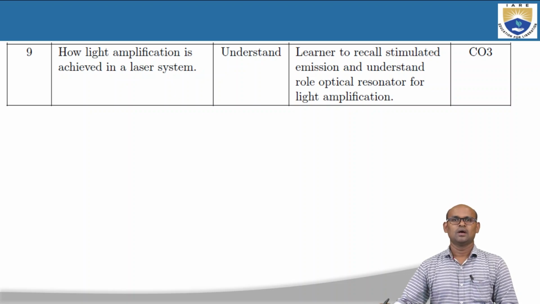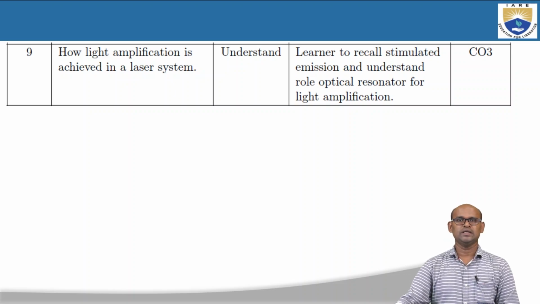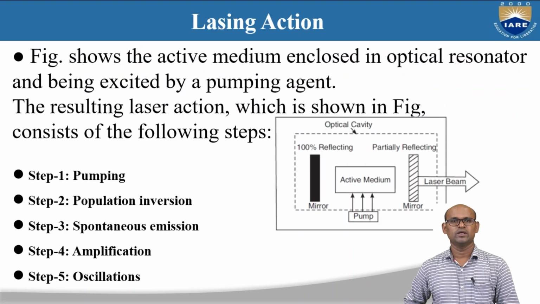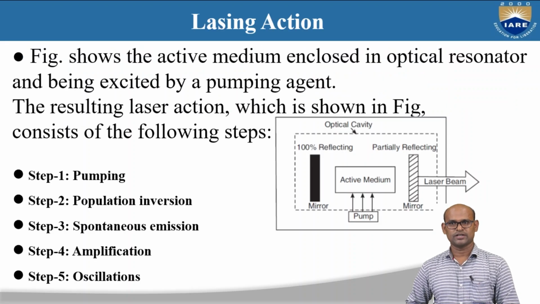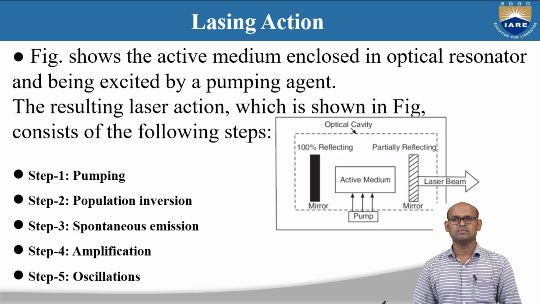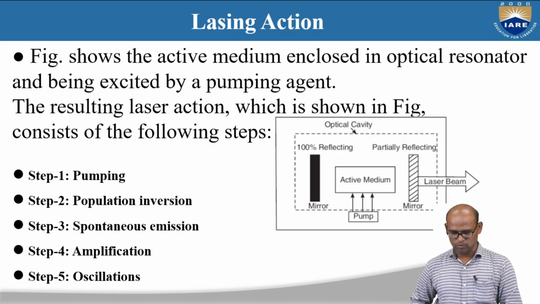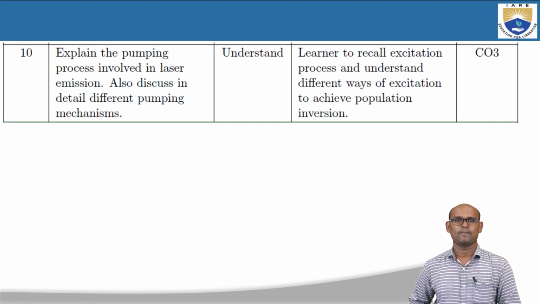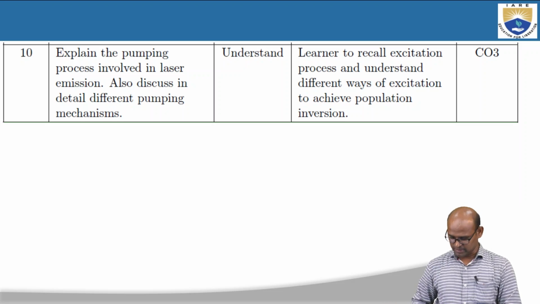Ninth question. How is light amplification achieved in a laser system? Again, we discuss the lasing action, starting with the diagram, and then we will discuss the 5 steps involved in getting this lasing action. Next: explain the pumping process involved in laser emission, and also discuss in detail different pumping mechanisms.